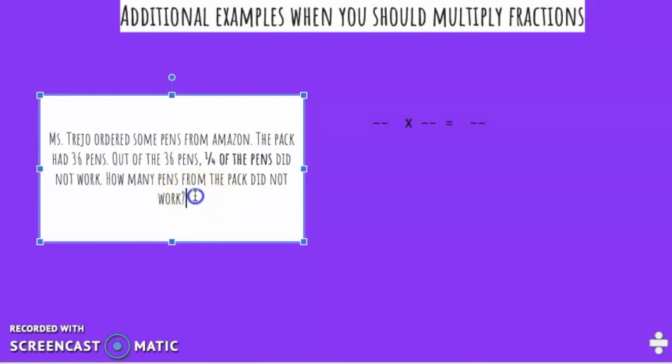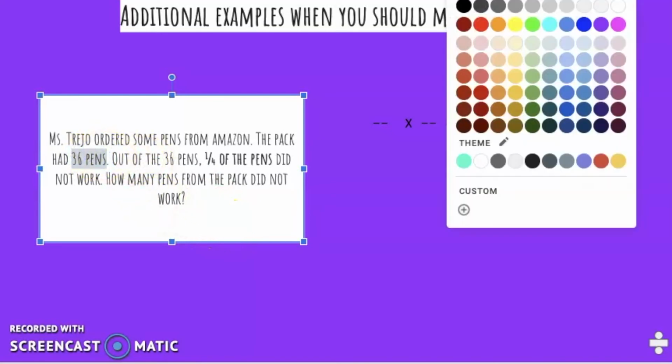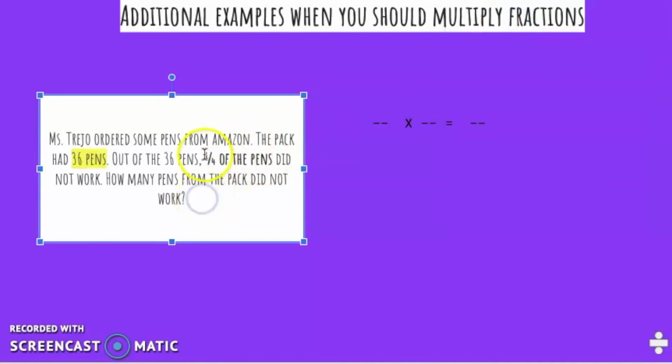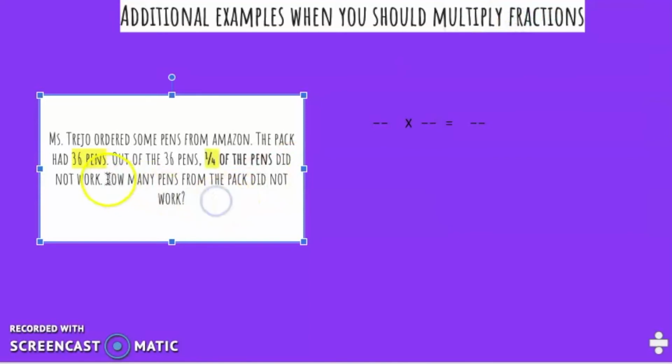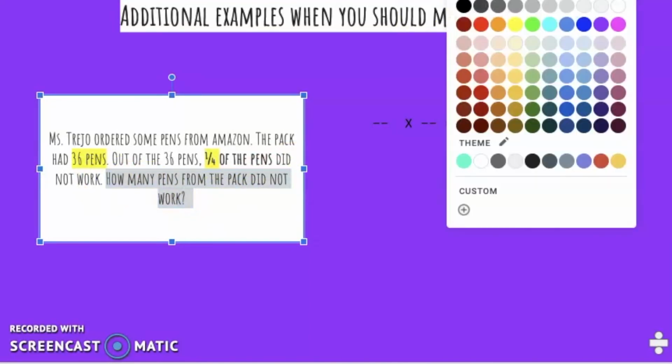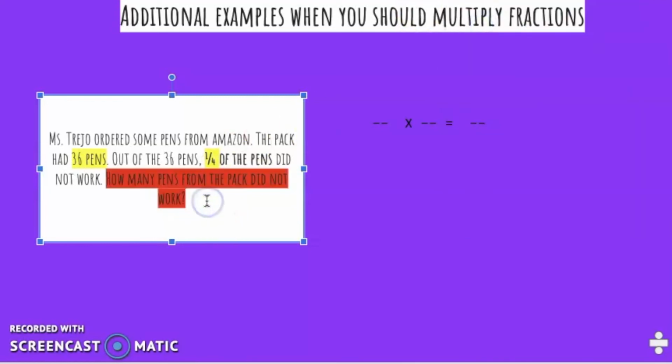Okay, so now I know that the pack had 36 pens. So there was 36 pens in the pack that I ordered. And 1/4 of those pens did not work or did not write. And the question is asking me how many pens from the pack did not work. So yes, you may think that you have a total because it's saying that you have 36 pens, but it's asking you how many pens from the pack did not work. And that is something that we do not know, or a total that we don't know. Therefore, that is why we're having to multiply.